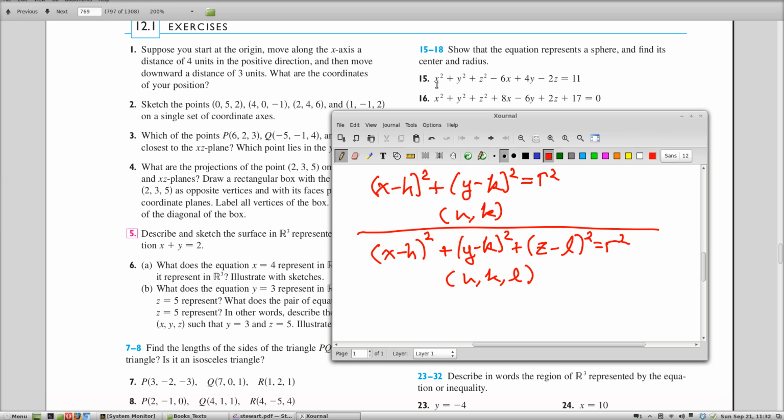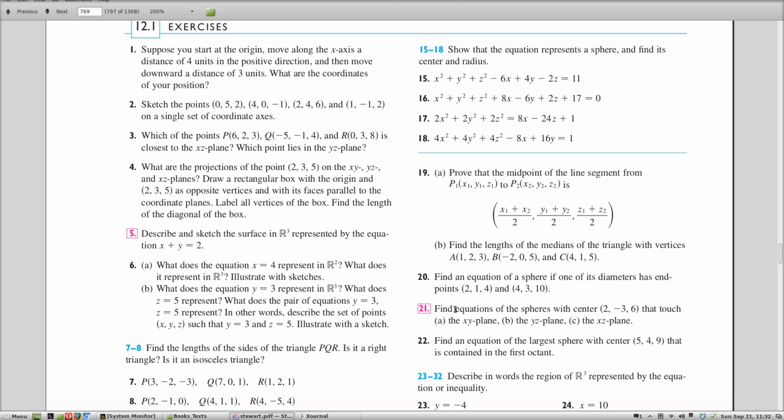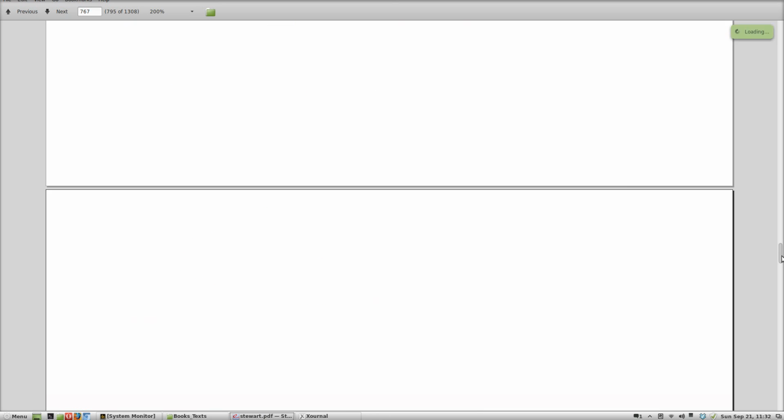Once you do the completion of the square technique on number 15, it's easy to put it in the standard form, and that's basically what they're asking you to do in 15 through 18 here. So what else have they got? Find the lengths of the sides of the triangle PQR. Is it a right triangle? Is it an isosceles triangle?